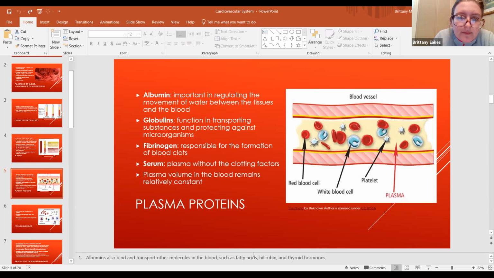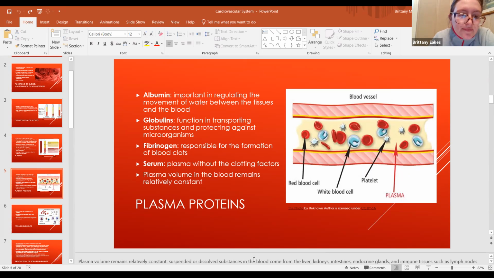Globulins' main function is transporting substances and protecting against microorganisms. And fibrinogen is responsible for the formation of blood clots.